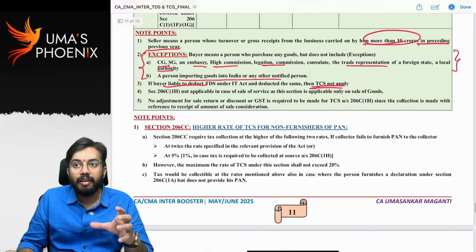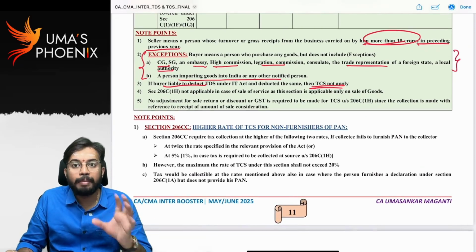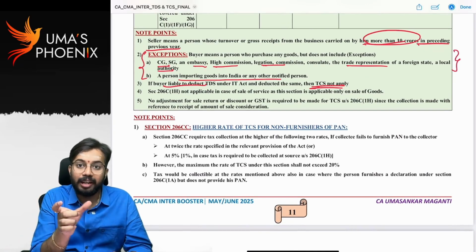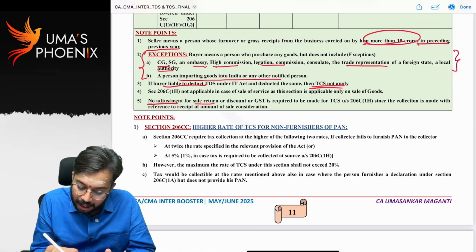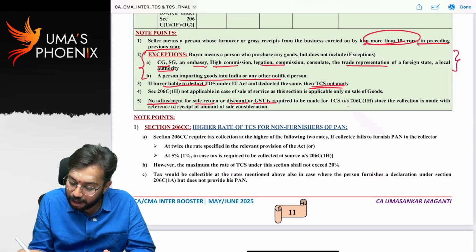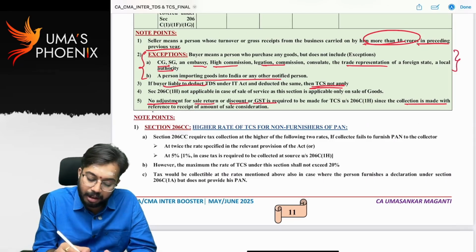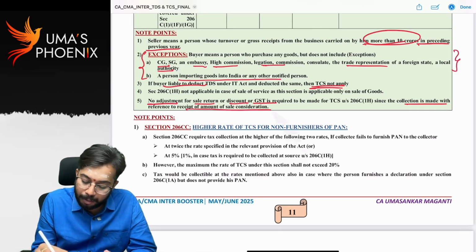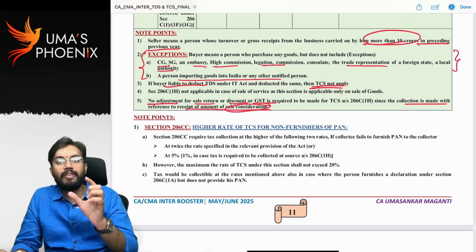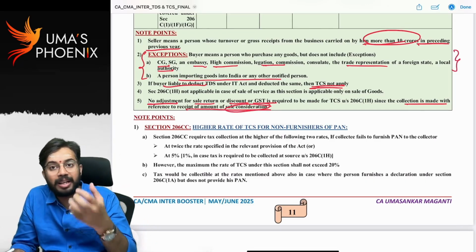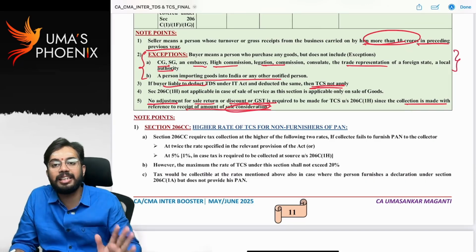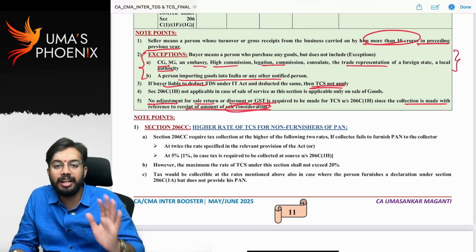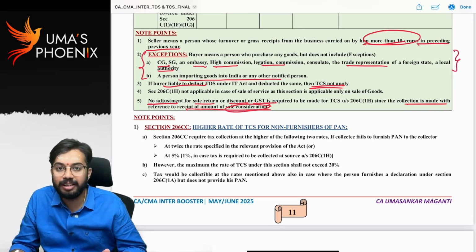Next, whenever goods are sold, the amount is the invoice value including GST; you should not reduce GST. No adjustment for sale return, discount or GST is required to be made, since collection is made with reference to receipt of the amount of sale consideration. So on whatever sale consideration amount is to be received, if that amount is greater than 50 lakhs, then TCS is required to be collected or TDS is required to be deducted. Is it clear?